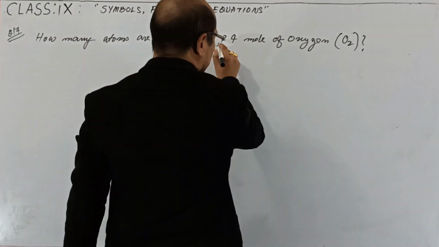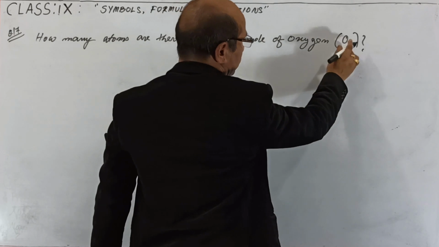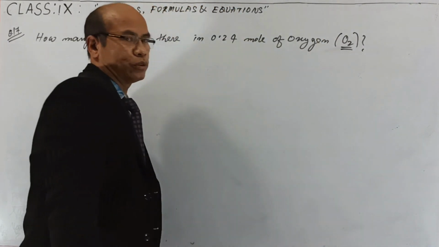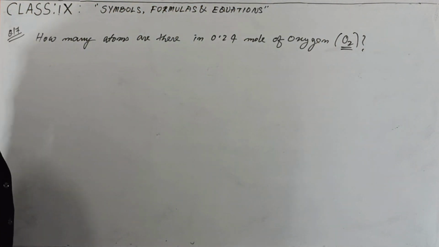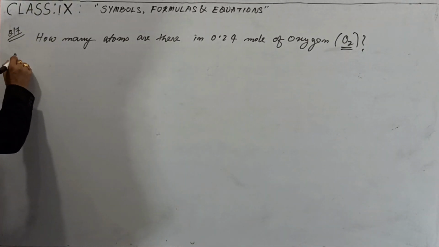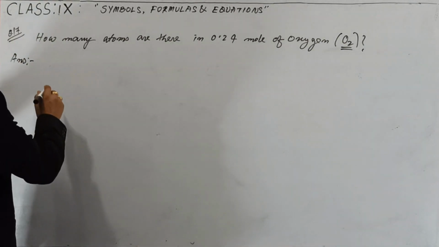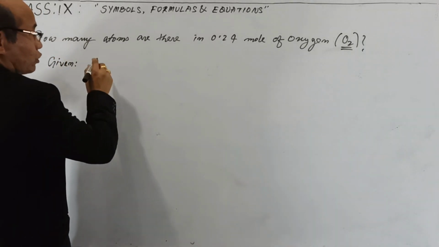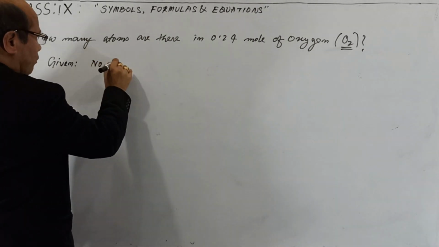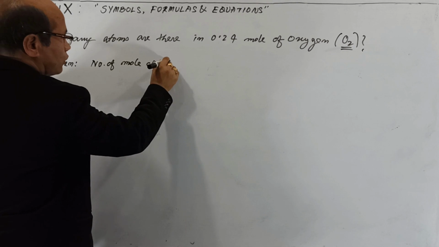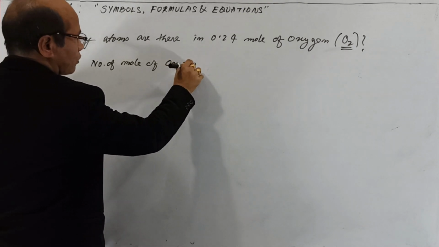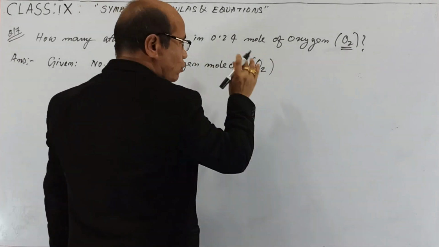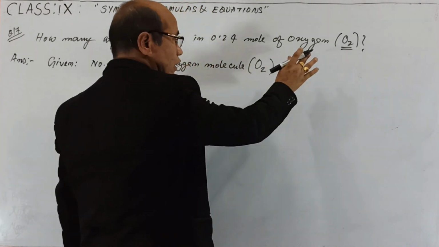Here, oxygen is not in atomic state, it is in molecular state. It is already given in your question. O2 means oxygen molecule. If it is oxygen atom, they should mention oxygen atom. Now let us make the answer. What is given in the question? Number of moles of oxygen molecule is given. O2 means oxygen molecule. If it is only O, then you can take it as oxygen atom, but it is not oxygen atom, it is oxygen molecule.